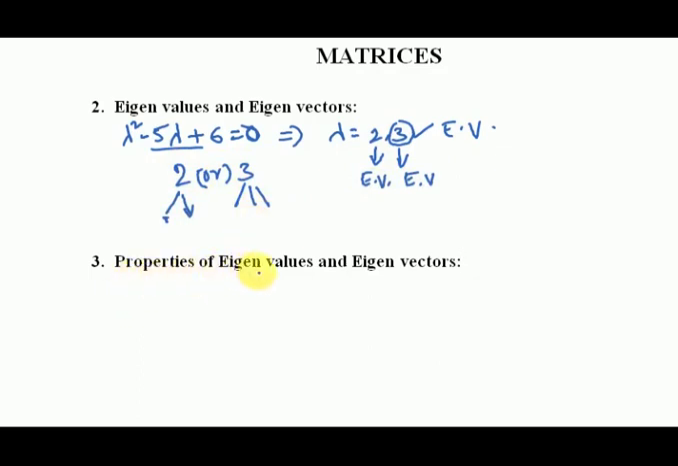And the third one is properties of eigenvalues and eigenvectors. Here we have some properties of eigenvalues and eigenvectors, and depending on those properties we have a few problems. We'll discuss them later.